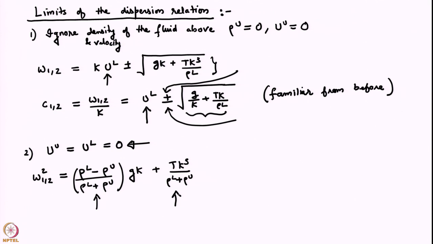In particular, we know that if we have light over heavy, so the lighter fluid overlies the heavier fluid, it is a statically stable configuration. Heavier things go below, lighter things go above, or in other words, rho U, what is above, is less than rho L, what is below. If so, then because rho L is greater than rho U, this term is positive. This term is anyway positive, and so there is no instability in this case.